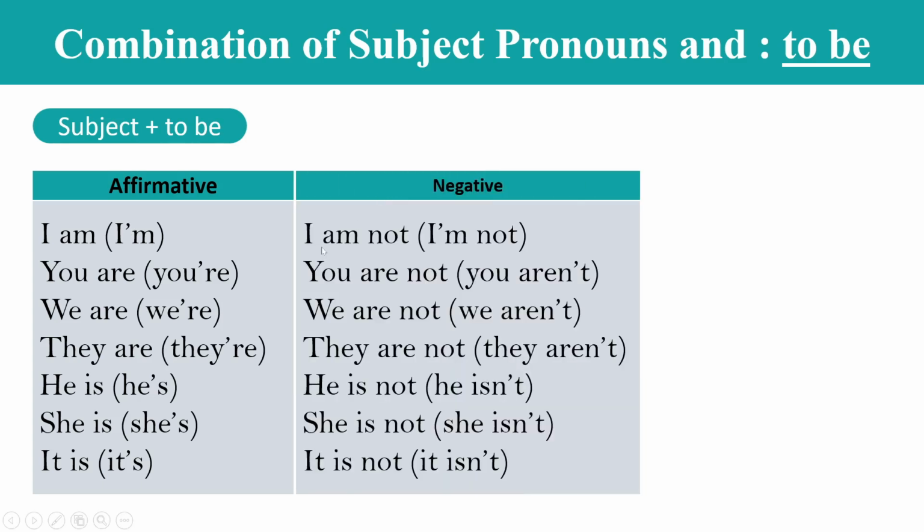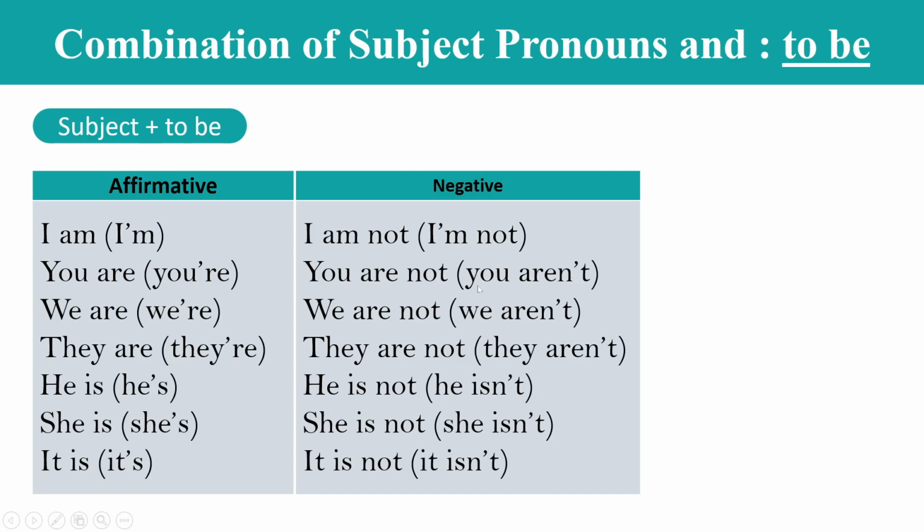To make the negative form of subject pronoun and to be verb, you just need to add the adverb not after the to be verb, like these examples. I am not, or I'm not, you are not, you aren't. Here, as you can see, the to be verb is contracted with the adverb not. To contract the to be verbs with the adverb not, you remove the letter O and use an apostrophe instead, like here.